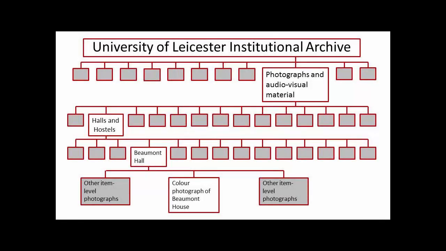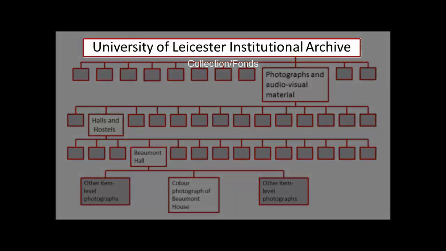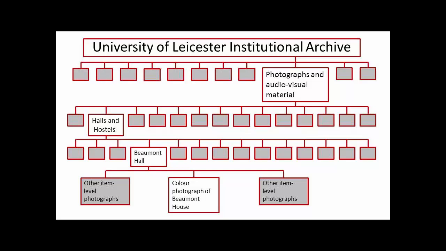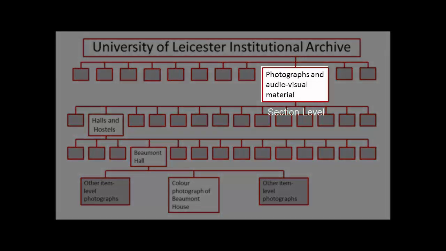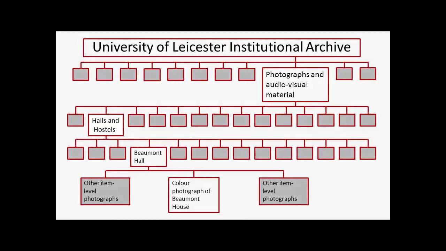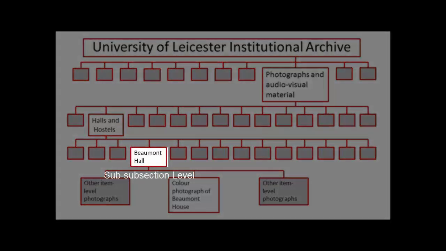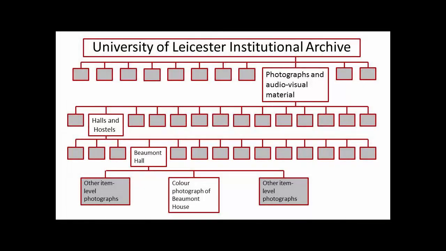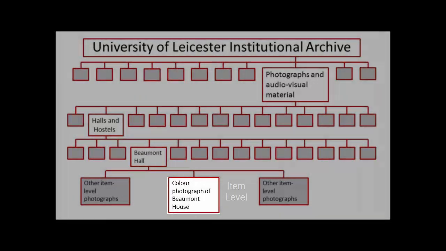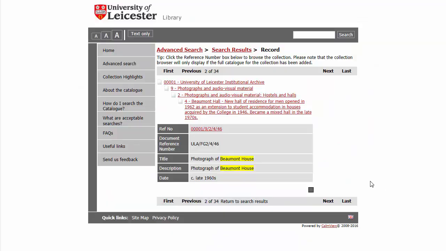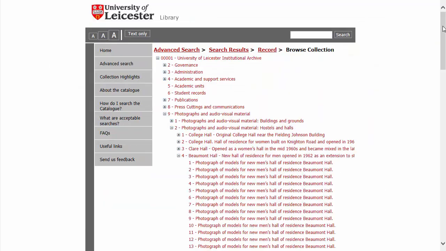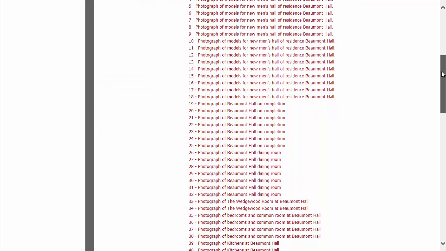An example would be the university's photograph collection, which is structured like this. The University of Leicester Institutional Archive is the collection or fonds level. The photographs and audiovisual material is a section level, halls and hostels a subsection level, and then Beaumont Hall is a sub-subsection level, with the individual photographs being item level. The catalogue expresses these different levels of description visually as a tree structure, which can be viewed by clicking on the RefNo field in a catalogue record.